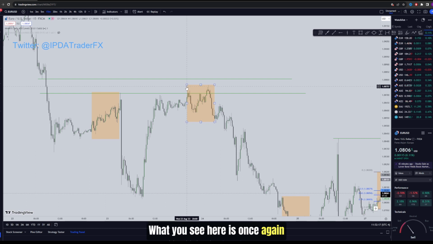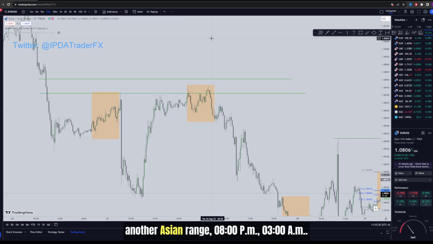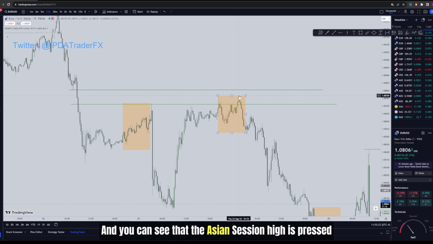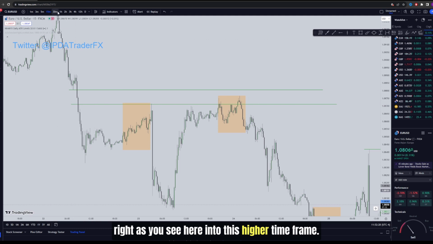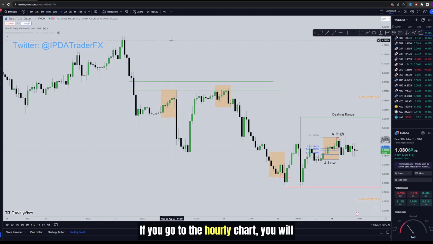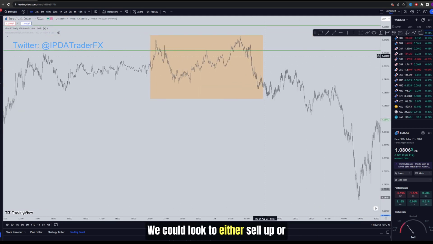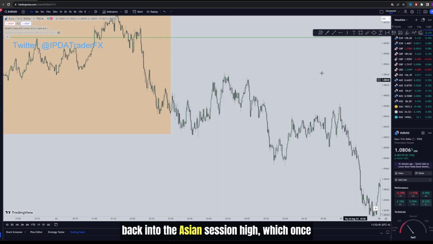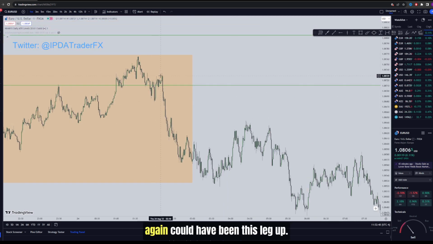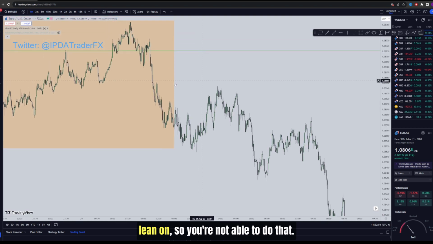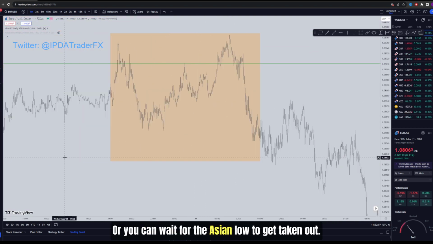What you see here is once again another Asian range, 8 p.m., 3 a.m. And you can see that the Asian session high is pressed into this higher time frame fair value gap. If you go to the hourly chart, you will see there is a fair value gap here. Now, once that is known, we said that we could look to trade different ideas. We could look to either sell a pullback into the Asian session high, which once again could have been this leg up, but you don't really have a fair value to lean on, so you're not able to do that. Or you can wait for the Asian low to get taken out.